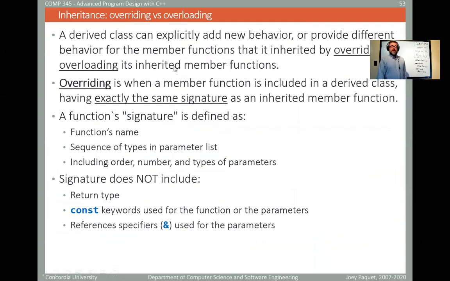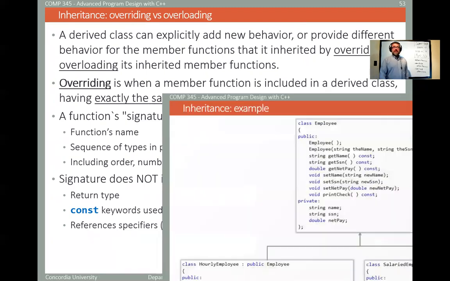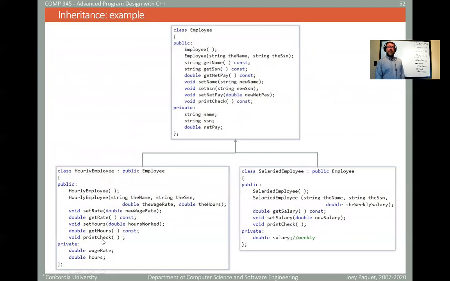So that raises the notion of what is overriding versus overloading. A function is overridden, or overriding, when a member function is included in the derived class having exactly the same signature. Basically that means that if you have a function here that has exactly the same signature as another function here, for example, print check, as we will see, has exactly the same signature.